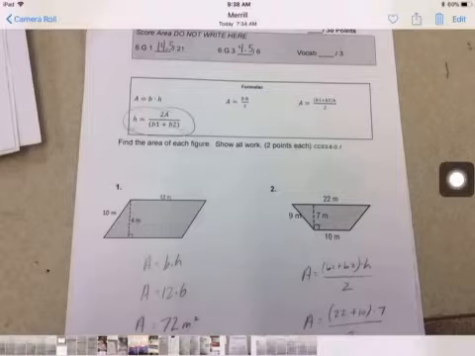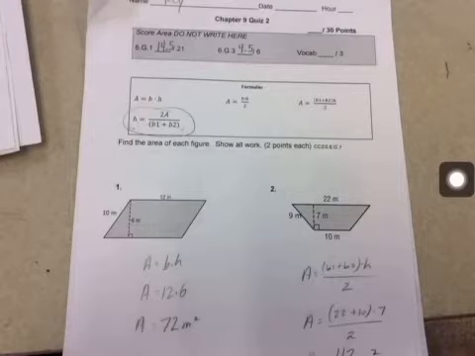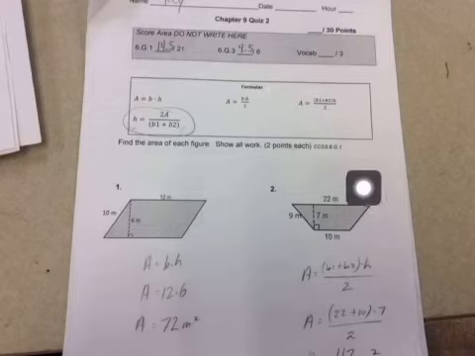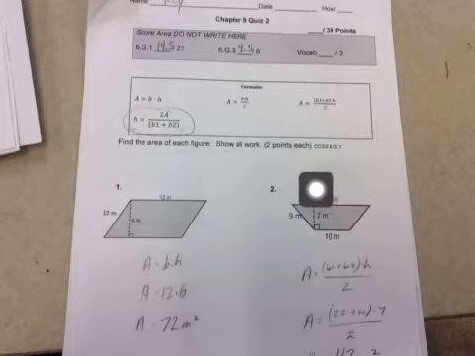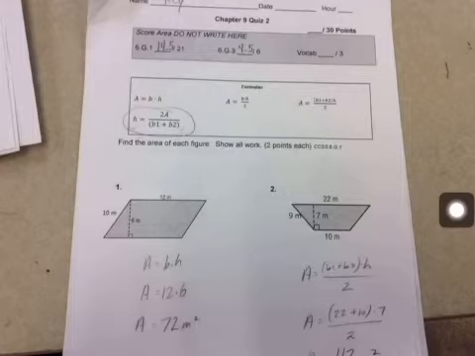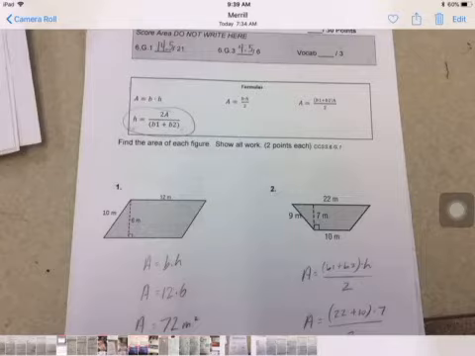For the next one, we have a trapezoid. Okay, we put our formula down for a trapezoid. Then we put in our numbers. Base 1 is 22, base 2 is 10, and our height goes straight up, so it's 7. Okay, 9 doesn't even get used. And remember, in your formula, you do have to divide by 2. Okay, I know the answer is cut off there. It should say 112 meters squared.